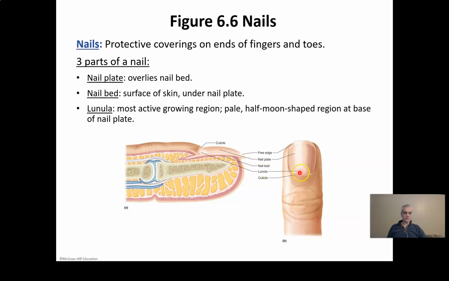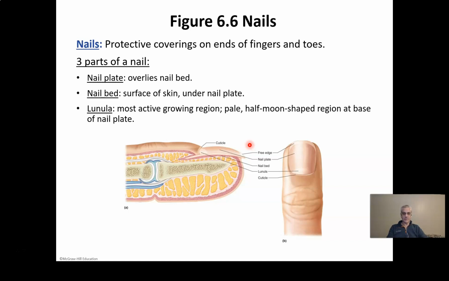So, nails grow, cells divide, and then they keratinize. This is keratin, but it's a harder version of keratin. The actively mitotic cells are back here in the lunula, and they push the whole nail plate forward. They just keep pushing from the lunula area, and shoving the rest of the nail out the end until you get a free edge, and it's the free edge that you cut off with fingernail clippers.